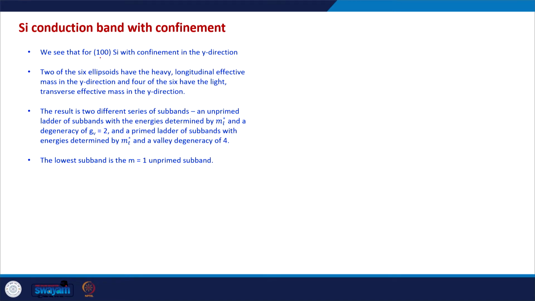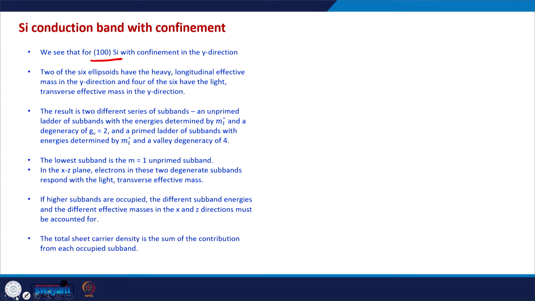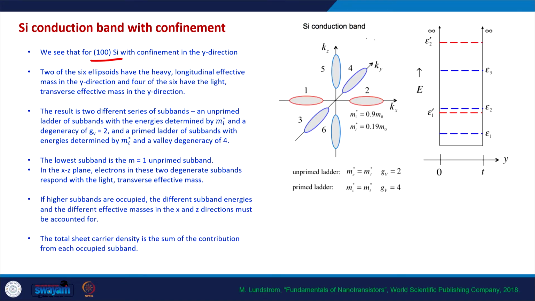So if we take a 100 silicon wafer, by 100 silicon wafer we mean that the surface of the wafer is in this plane actually. So this is the plane at which this crystal has been sort of sliced, and for this, 2 of the 6 ellipsoids in iso-energy surfaces, in constant energy surfaces, have the heavy longitudinal effective mass in y direction, and 4 of the 6 have light transverse effective mass.